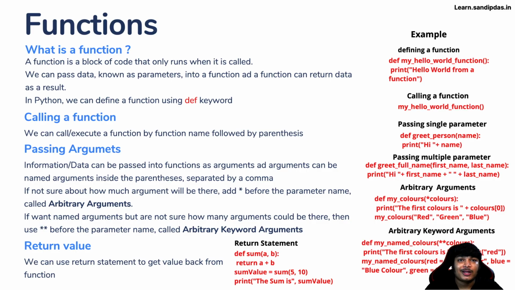Now let's learn about how to pass arguments. Information or data can be passed into a function as arguments, and arguments are named inside the parentheses, separated by commas. If you're not sure how many arguments there will be, add a star sign before the parameter name, and this is called arbitrary arguments. And if you want to give named arguments but are not sure how many there will be, you can give a double star, and this is called arbitrary keyword arguments. Now let me show you a quick example so you can understand that.